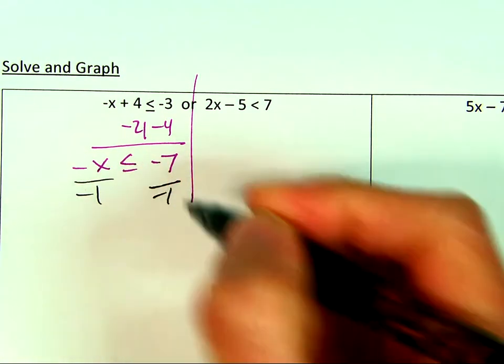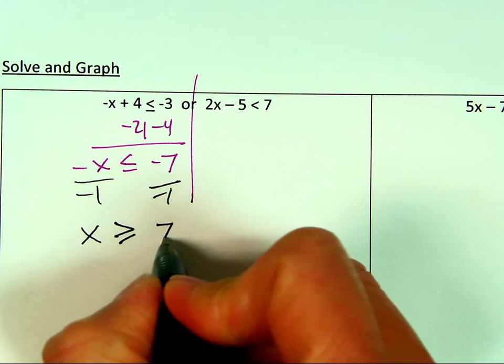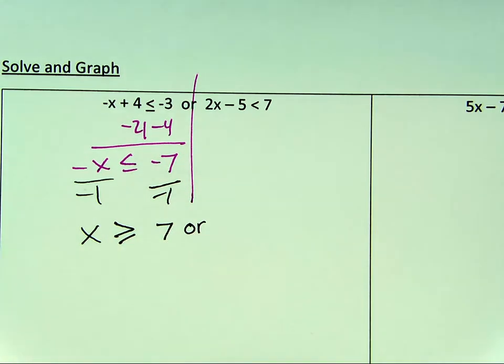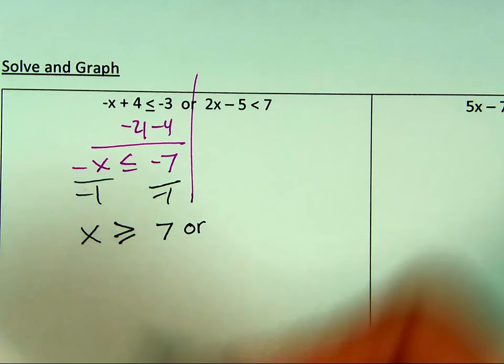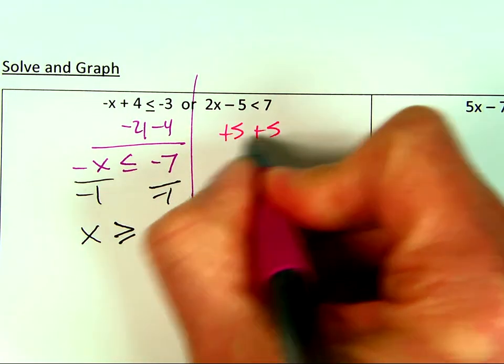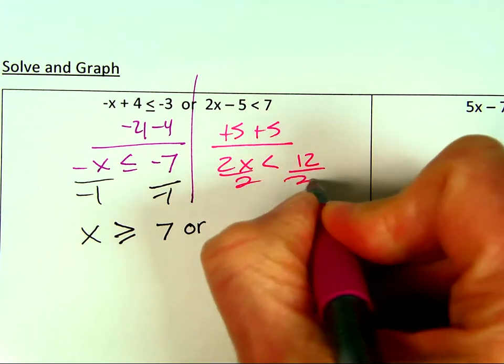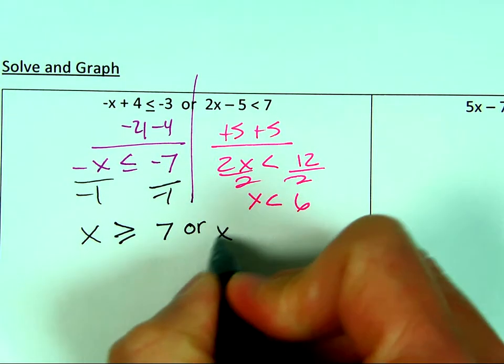And remember what happens when we divide by a negative. We're going to have to switch our inequality sign. Okay, so I put the word OR there. The word OR is very important because it's this or whatever I get over on the other side. So I'm going to add 5 to both sides. So I get 2x is less than 12. I'm going to divide both sides by 2. So x is less than 6. So over here, x is less than 6.